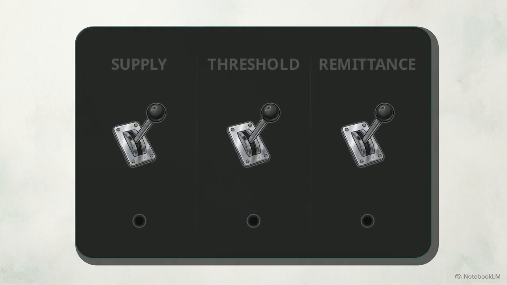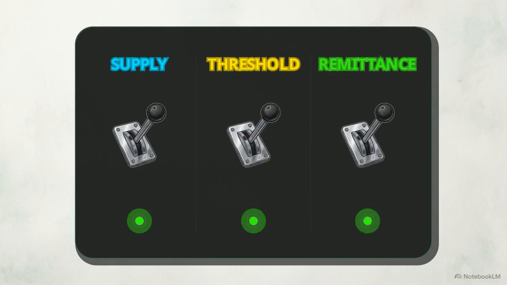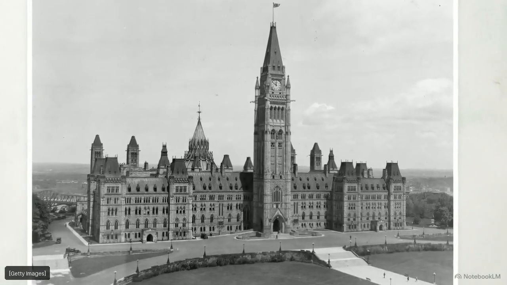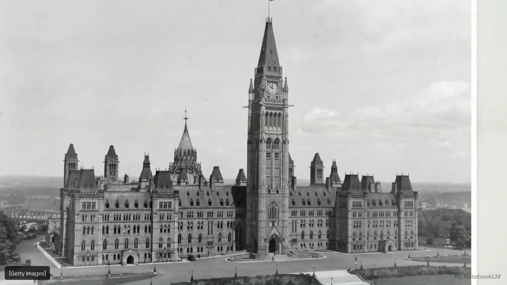Managing a value-added tax system requires you to control three distinct levers: precise supply characterization, vigilant threshold tracking, and strategic remittance optimization. This framework is not a suggestion. It is a mandatory collection protocol enforced by the highest legislative authority in the country.